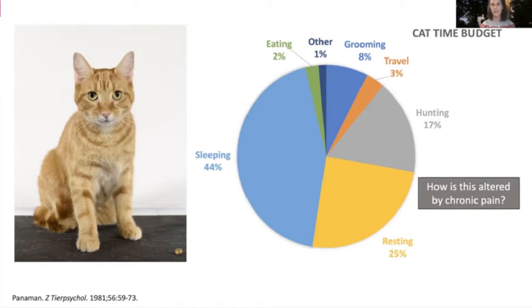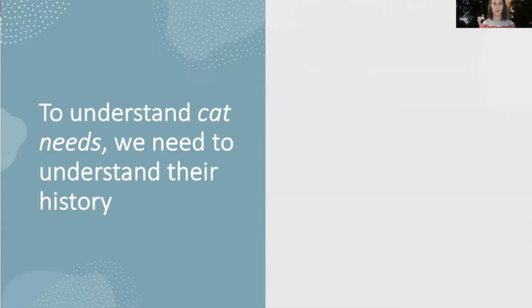hallmarks of cat behavior. They would spend 17% of their time hunting. That's a totally different lecture about the way that we feed cats, but we'll talk a little bit about that. They spend some time in travel and grooming, eating, and other. So we think about how is this time budget affected or altered by chronic pain?